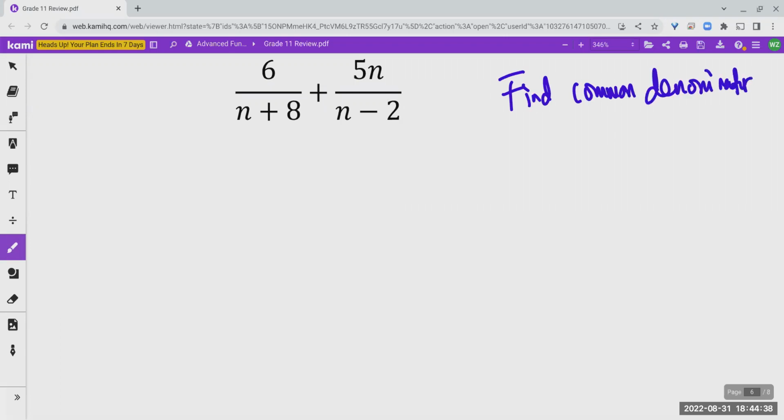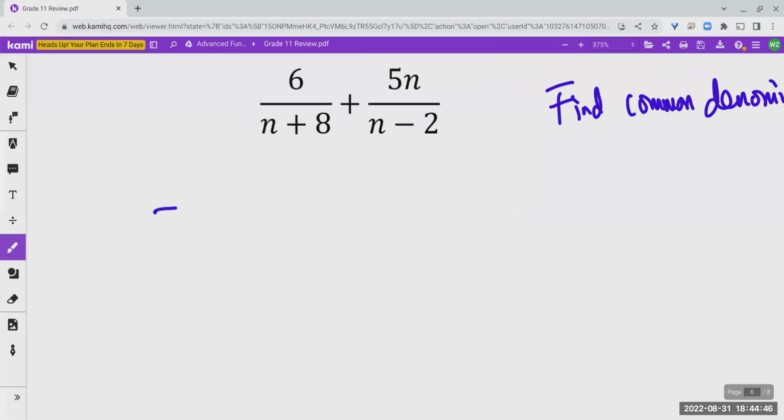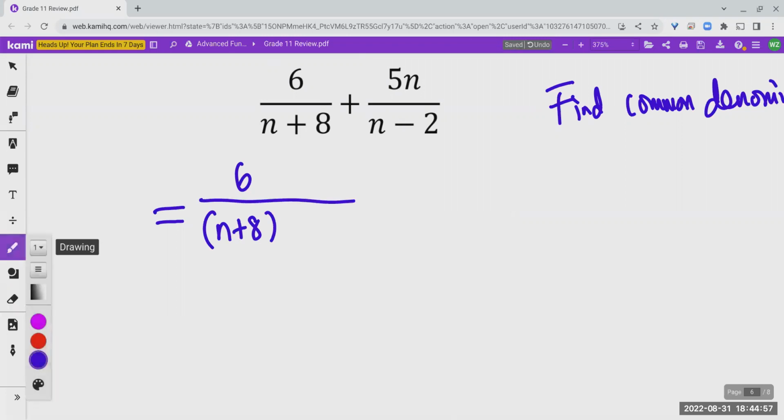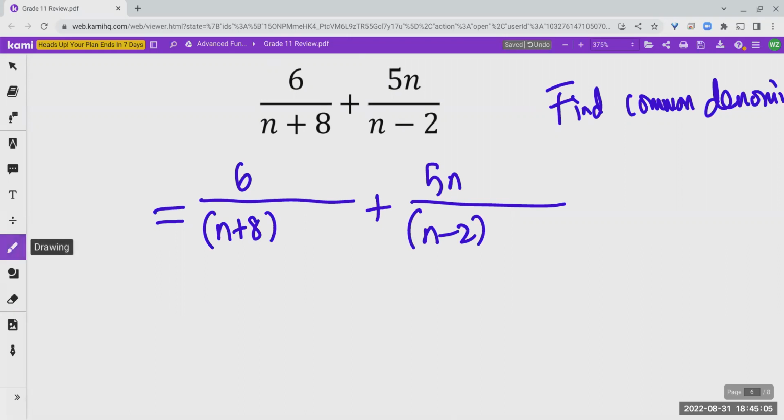Denominator. Okay. How do you find the common denominator when you have a letter like n in there? Well, don't sweat. The idea of a common denominator is that you have something that the other denominator also has. So, in order for n plus 8 to be the same as n minus 2, I'm going to need an n minus 2. And likewise, for n minus 2 to be the same as n plus 8, I need an n plus 8. Look, now they're the same, right?